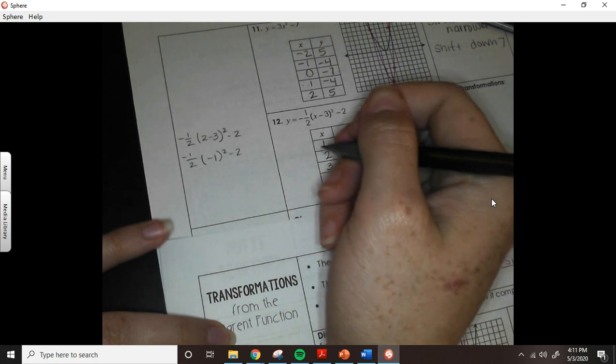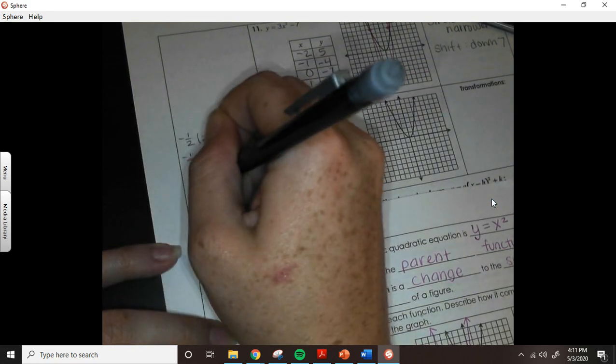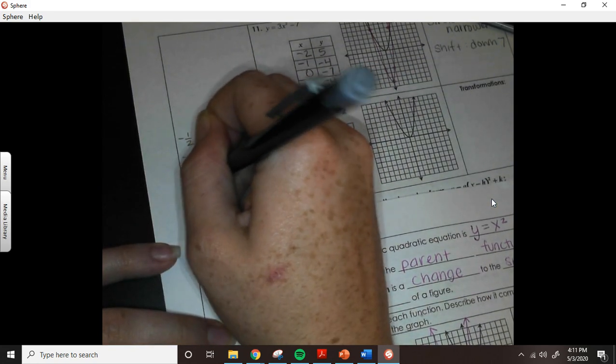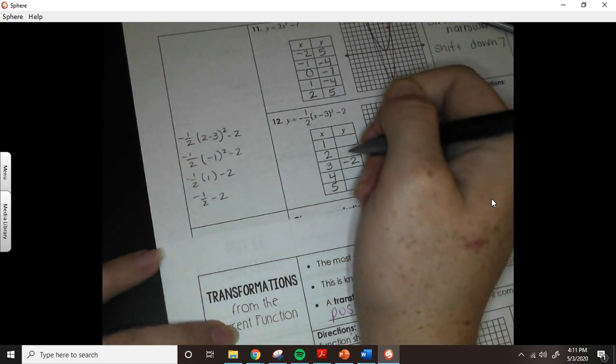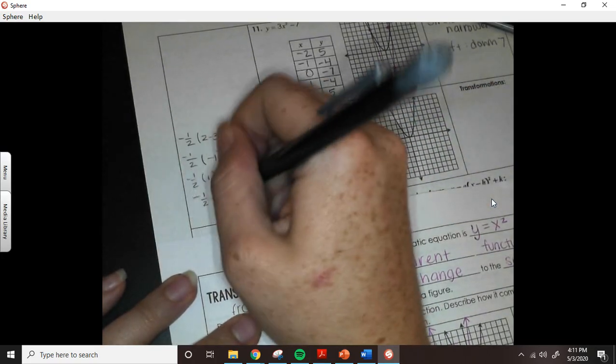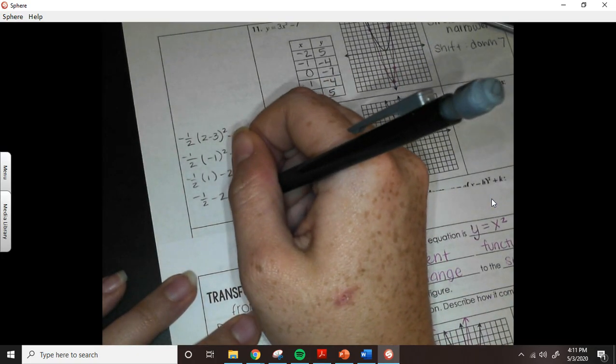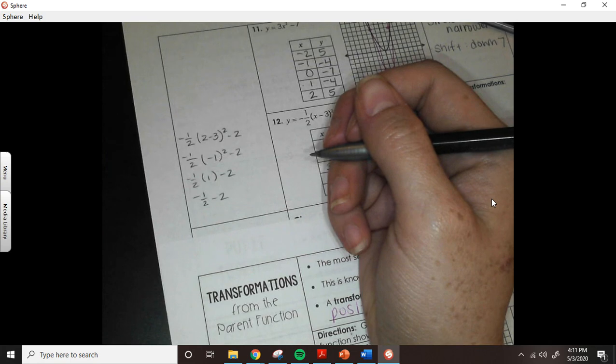Oh, helpful if you could see it. Negative 1/2 times 1 minus 2. So this becomes negative 1/2 minus 2, which we're really adding 1/2 to negative 2, or we're adding a half and 2 and making a negative.